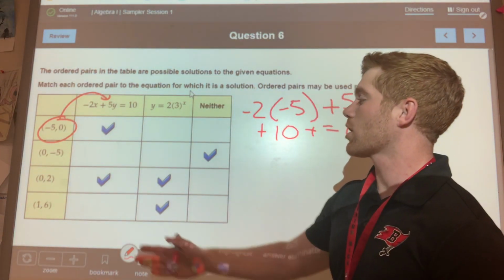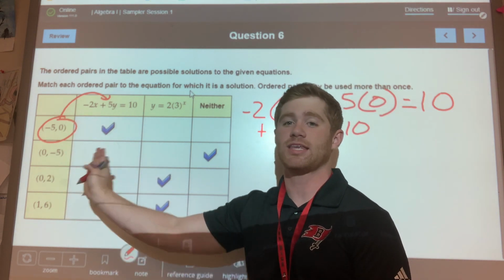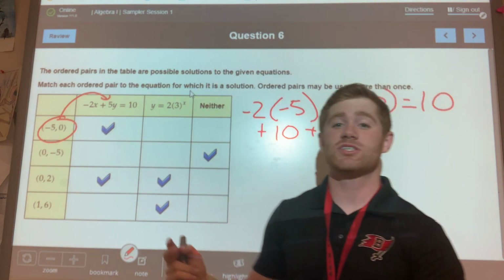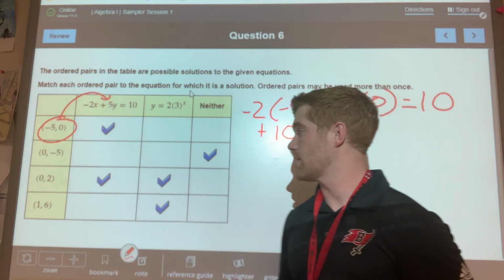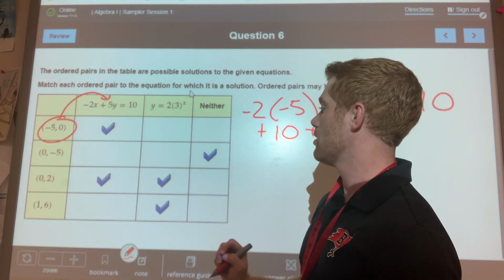Okay, and we'll work our way through all of these ordered pairs here. Again, you just plug the x into the x, you plug the y into the y, and you see if the equation makes it true. Okay, so I'm not going to work through all of these here. I'll do one in the middle though. So let's do this one here in the middle.